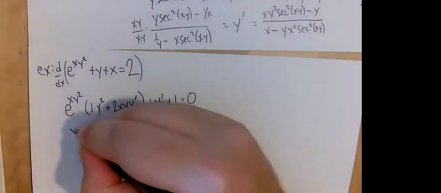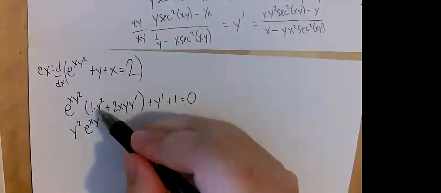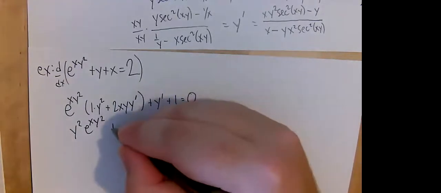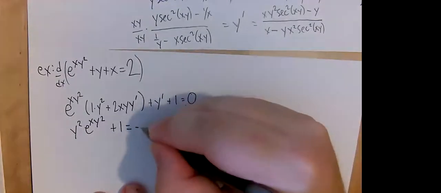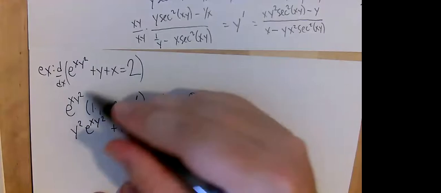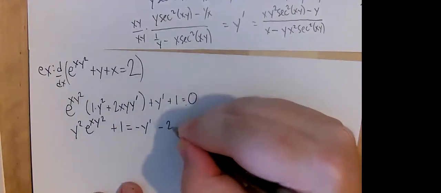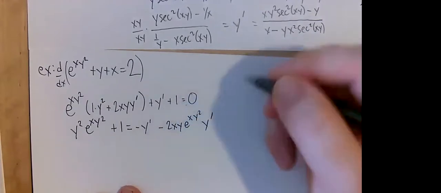So I'm going to have y squared e to the xy squared, so that's this times this. And then I'm going to keep this 1 over here because that doesn't have a y prime. Now I'm going to subtract this y prime over to the side with 0, and I'm also going to subtract what I would have gotten here if I distributed. So minus 2xy e to the xy squared y prime.